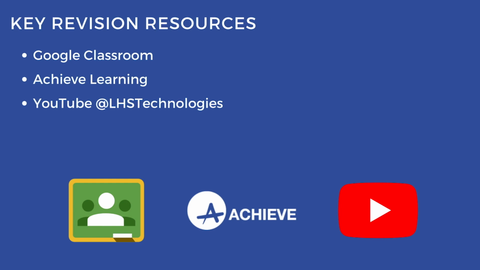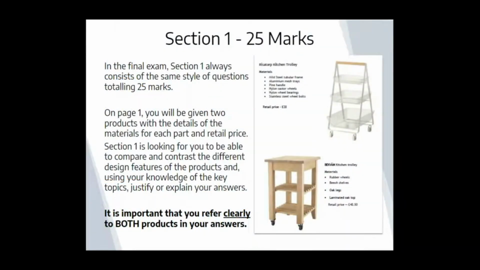These videos include ones like this, which will show you example and model answers of how to respond to past paper questions. In the final exam, section 1 usually always consists of the same style of questions, and it gives you a total of 25 marks for that section. On the first page, you're given 2 products with the details of the materials for each part and its retail price. And this section is looking for you to be able to compare and contrast the different design features of the products and using your knowledge of the key topics such as materials, manufacture, design issues, justify or explain your answers.